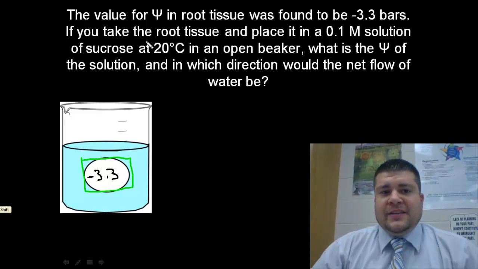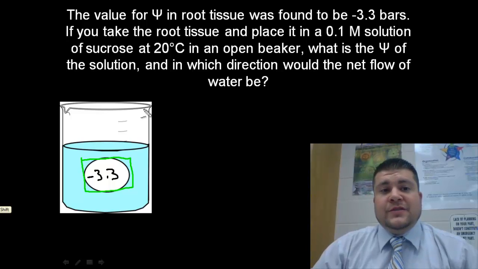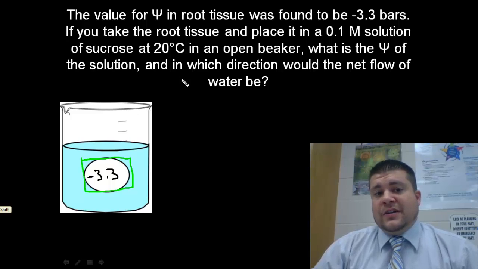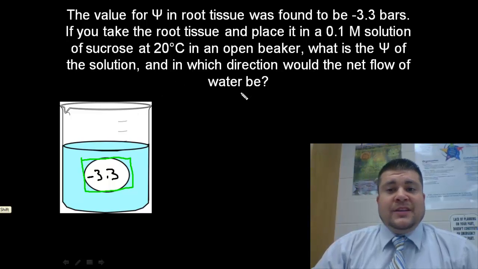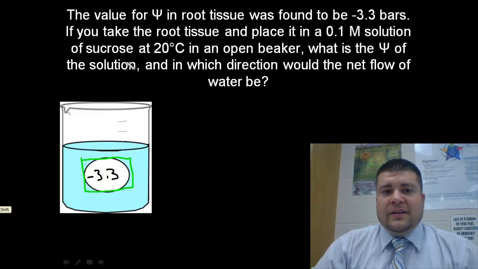And then it says if you take the root tissue and place it inside a 1 molar solution of sucrose at 20 degrees Celsius in an open beaker, what is the total psi of the solution, and in which direction would the net flow of the water be? So for this, I'm going to go back to white. We need to know how we can work with this stuff.